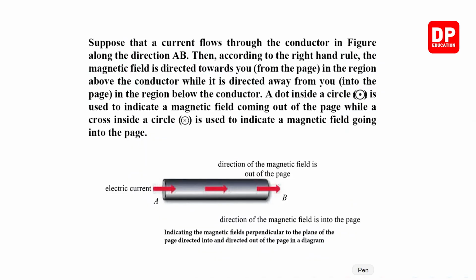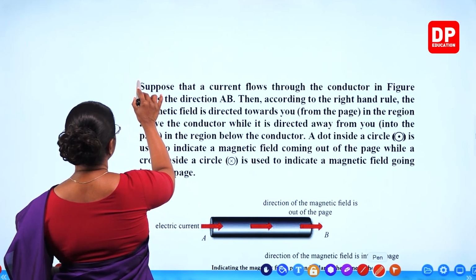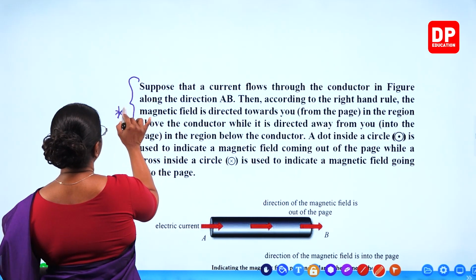So here we can see, suppose that a current flows through the conductor in the figure along the direction AB, then according to the right hand rule, the magnetic field is directed towards you, that is out of the page, in the region above the conductor, while it is directed away from you into the page in the region below the conductor. So this is what we already discussed. In the previous one, I explained this to you all.